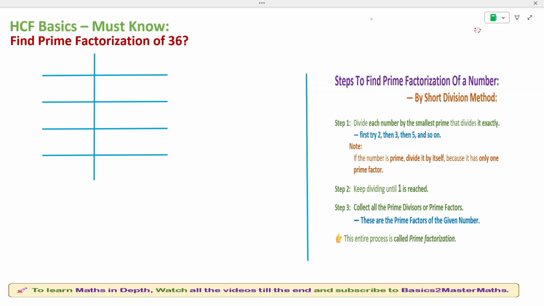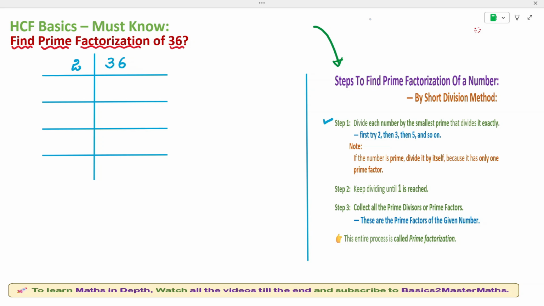Today, we will see how to find prime factorization of 36. Before solving the problem, please go through the steps once. Step 1. Try dividing 36 by the smallest prime 2.